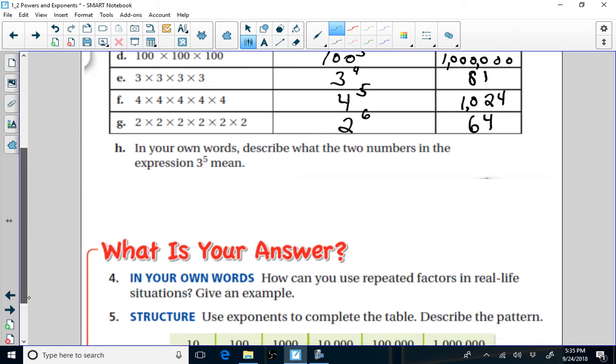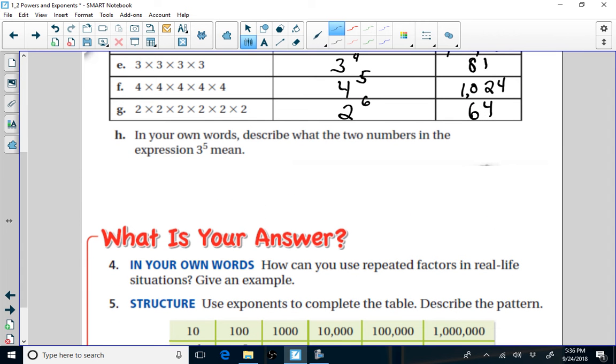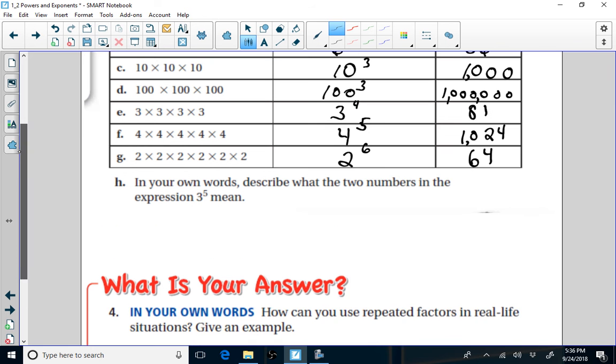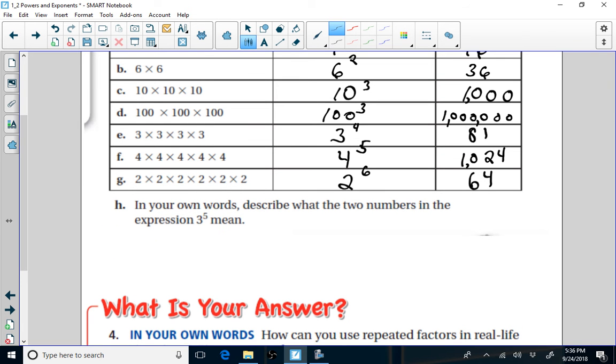Alright, we continue down a bit. In your own words, describe what the two numbers in the expression 3 to the 5th power means. I'd want you to think about it and give that a shot. I'll wait a moment. You can stop the video if you'd like and try it. But in your own words, something like this would do.